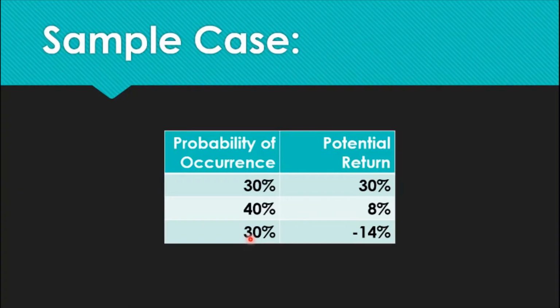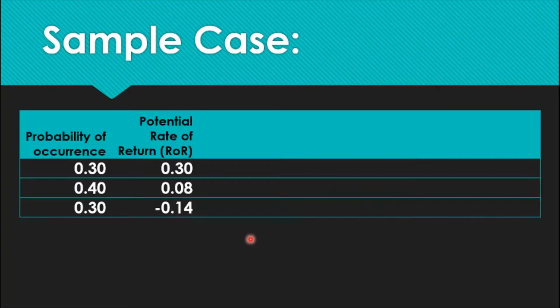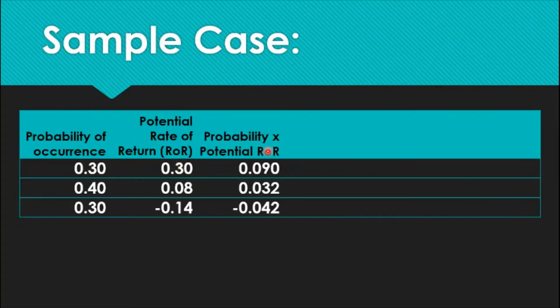So how are we going to calculate the standard deviation? Let's create the following table. We will begin by calculating the expected rate of return. This can be arrived at by taking the weighted average of these possible returns, using the probability of occurrence as the weights for this average. So that would be probability times potential rate of return.